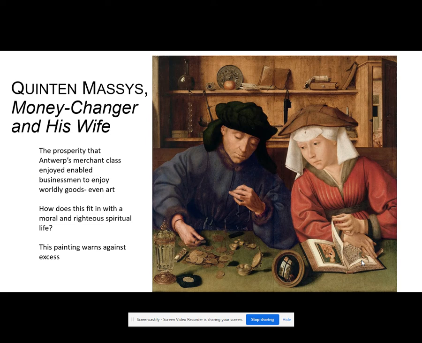Maybe this has symbolism as well, but we're going to calm down a lot from Bosch. This is the money changer and his wife. We have, this is up in Antwerp. The merchant class has become very wealthy. There's a linen industry, a wool industry. There's all kinds of trade going on, and there is a lot of money being exchanged up in the north. So we have the merchant class having enough money to enjoy the worldly goods that are usually reserved for the very wealthy.